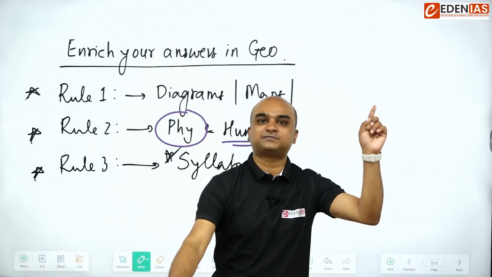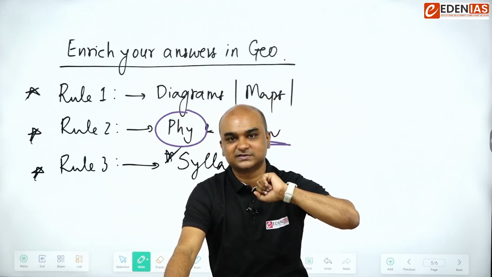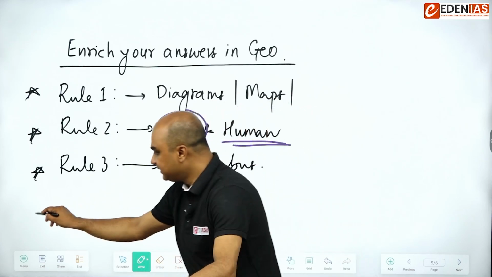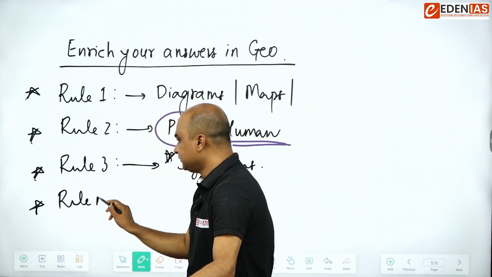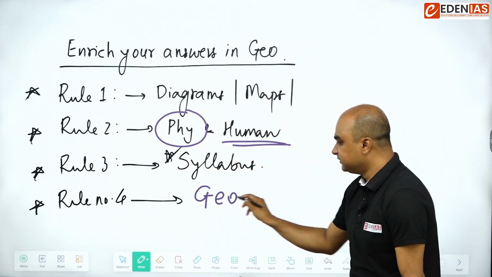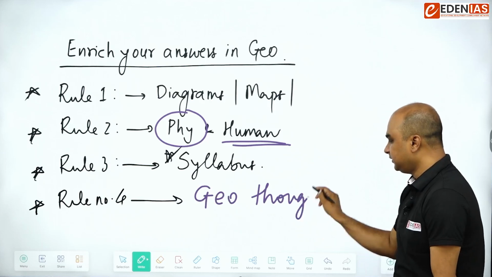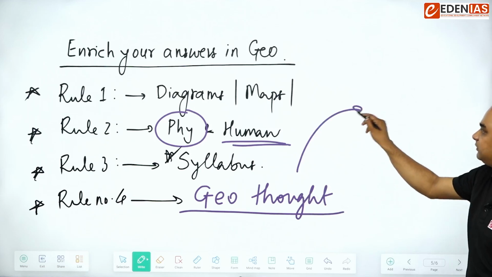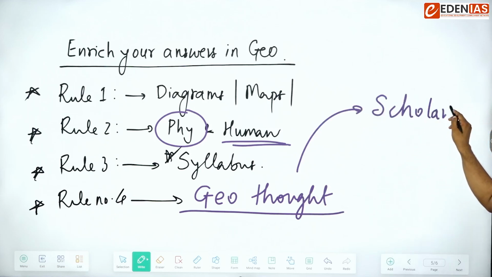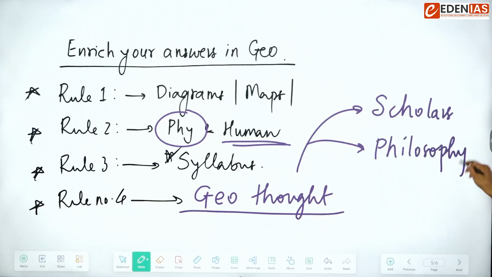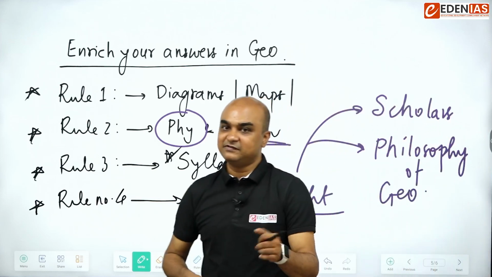जैसे आपको पता है political aspects भी कुछ चीज है, contemporary issues भी कोई चीज है, so you can always introduce that in your answer. And then comes rule number 4, and that is you should be very good with geographical thought. It means perspectives in human geography. You should be good with scholars. You should be good with philosophy of geography. Once you are good with all of that, you can definitely do it.